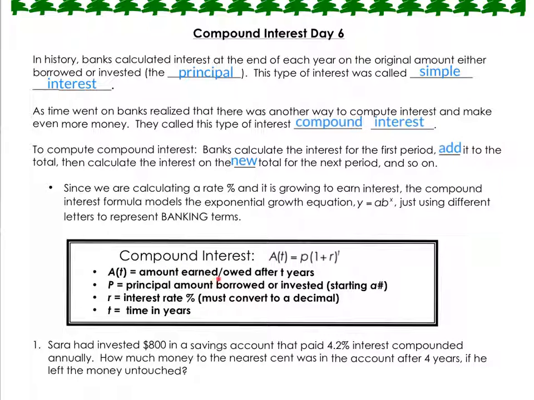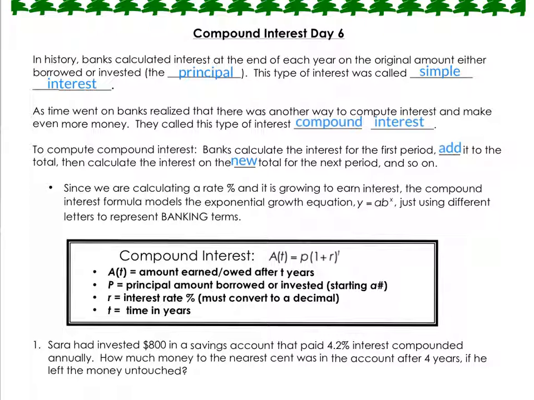So A of t is the amount earned or owed after t years. P is just your principal amount borrowed or invested, and that's your starting number, your a, your initial number. So it's really no different. They're just representing it with a different variable. r is still your rate, and you have to convert that to a decimal. And then t is, in this case, time in years usually.